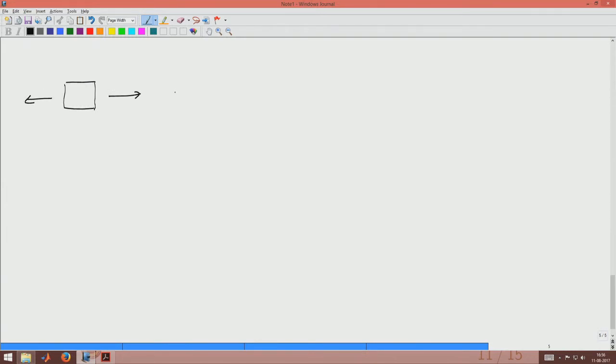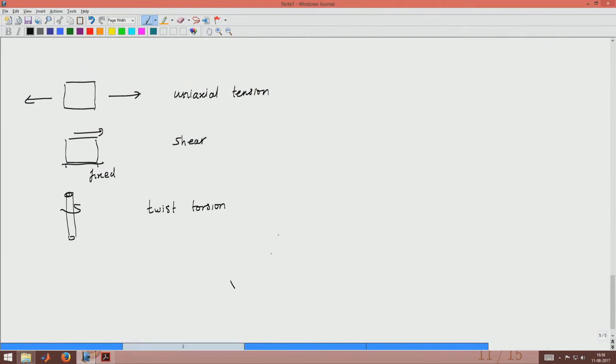For example, we can take a block of material and we can stretch it. So, this is called uniaxial tension. Or we can also take a block of solid and we can try to shear it by keeping this end fixed. So, this is called shear. We can also, and this is more understood in terms of a rod, twist it, or torsion. So, these are all different ways in which we apply forces on the material and then the material deforms.